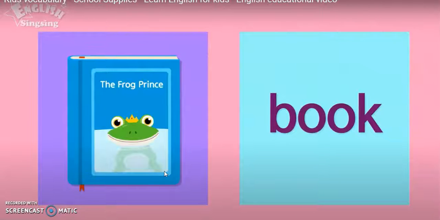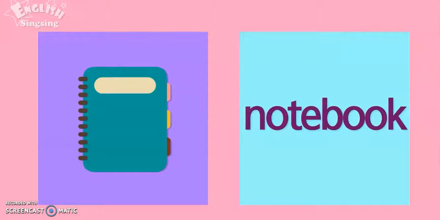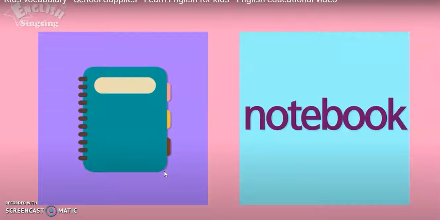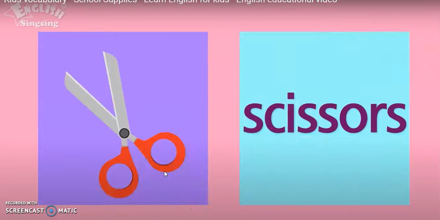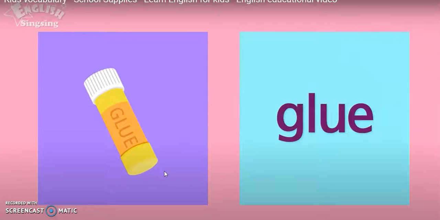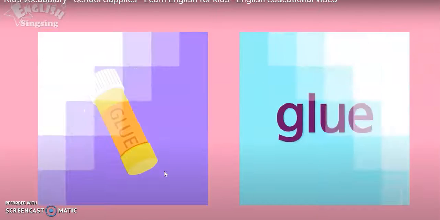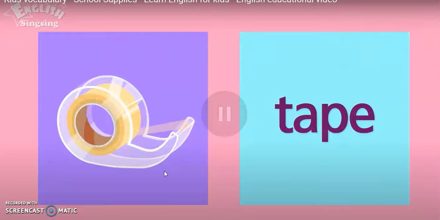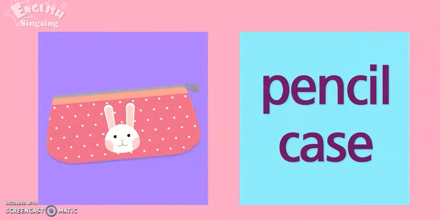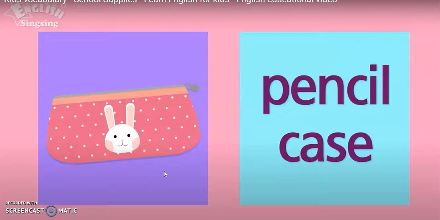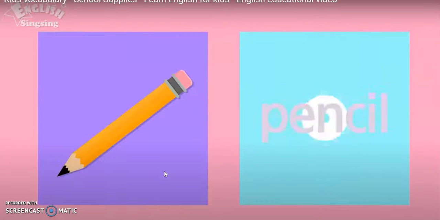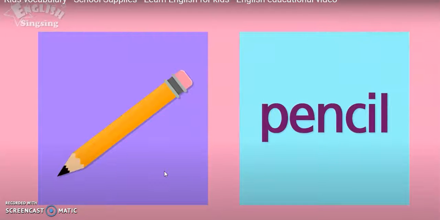Book. Notebook. Scissors. Glue. Tape. Pencil case. Pencil. Pencil is very usual.